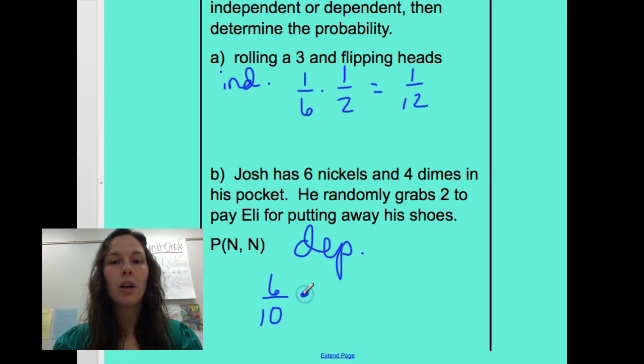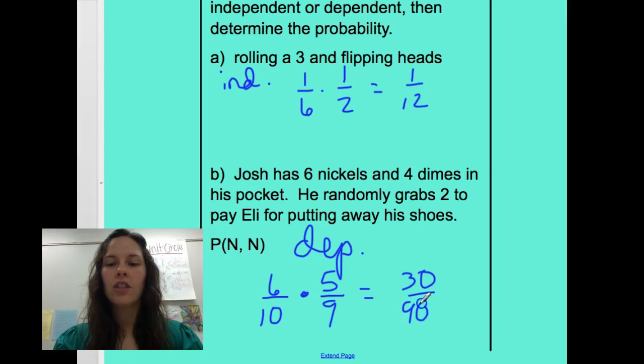We're still going to multiply. Anytime you have "and" probability, you're going to be multiplying for the same reason as the independent events. But now, after he pulls the nickel out, there are only 5 nickels left in his pocket and only 9 coins left. So basically, the dependent probability just is counting. You just drop whatever is gone from your total options. So we have 30 out of 90, which simplifies to 1/3.